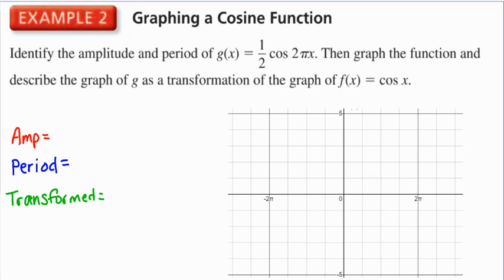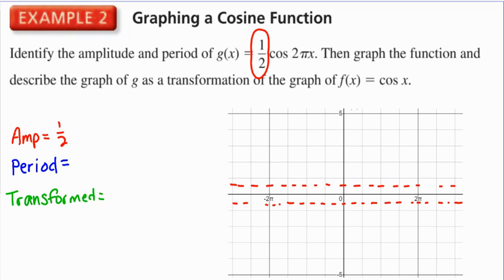Okay, now let's look at this example here. We have: identify the amplitude and period of g of x equals 1/2 cosine of 2 pi x. Then graph the function and describe the graph as a transformation of the parent function. Okay, so again, we're going to look for the amplitude. We're going to take this number in front. So the amplitude is 1/2. That means that if this is 1, right, I'm not getting any taller than 1/2. And I'm not getting any lower, any shorter than negative 1/2.